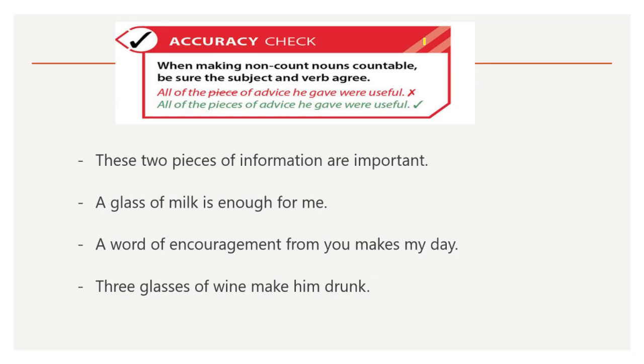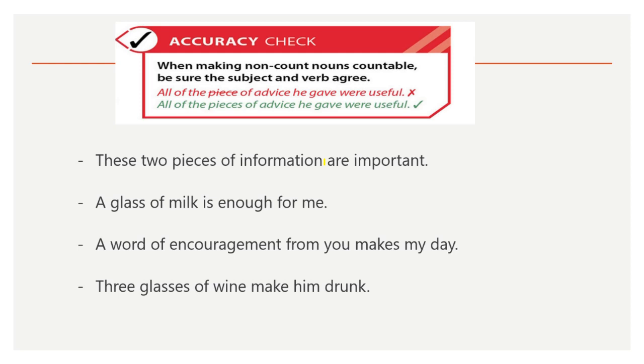One thing to be aware of when making non-count nouns countable is you have to be sure the subject and verb agree. So let's look at these examples. All sentences are in present simple tense. So let's look at it one by one.